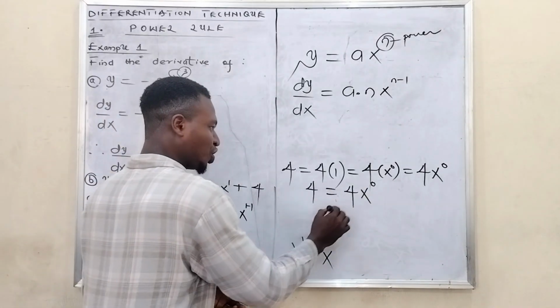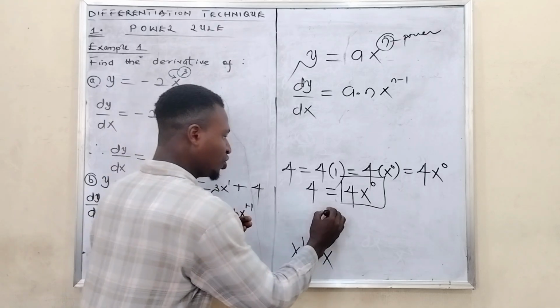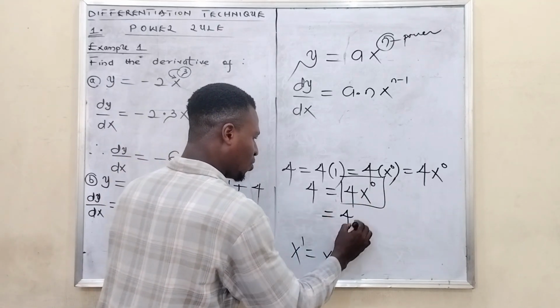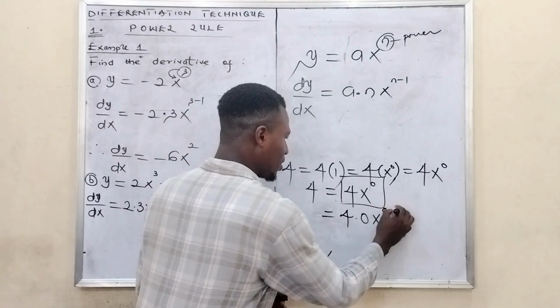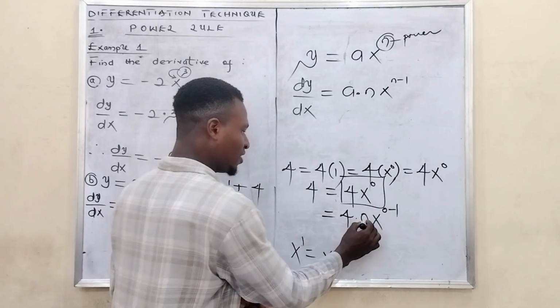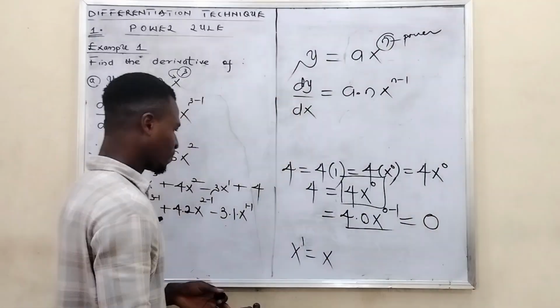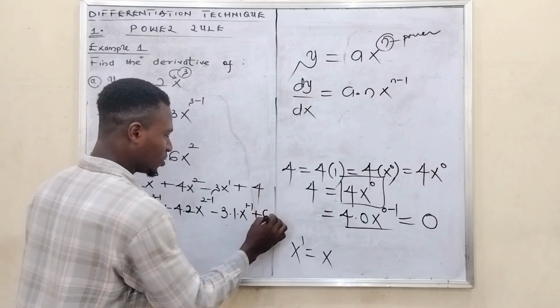So how do we differentiate 4x raised to the power of 0? Applying the power rule, the derivative of this is going to give us 4 times 0 times x raised to the power of 0 minus 1. But since 0 is multiplying everything here, all that we have is 0. So in this case, the derivative of this constant is going to give us 0.